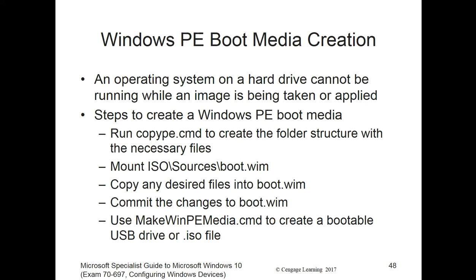Now, steps to create a Windows PE boot media: we'll run copype.cmd to create the folder structure with the necessary files. We'll mount the image, copy the desired files into boot.wim, commit the changes to boot.wim, and then we'll use MakeWinPEMedia.cmd to create a bootable USB drive or an ISO file.